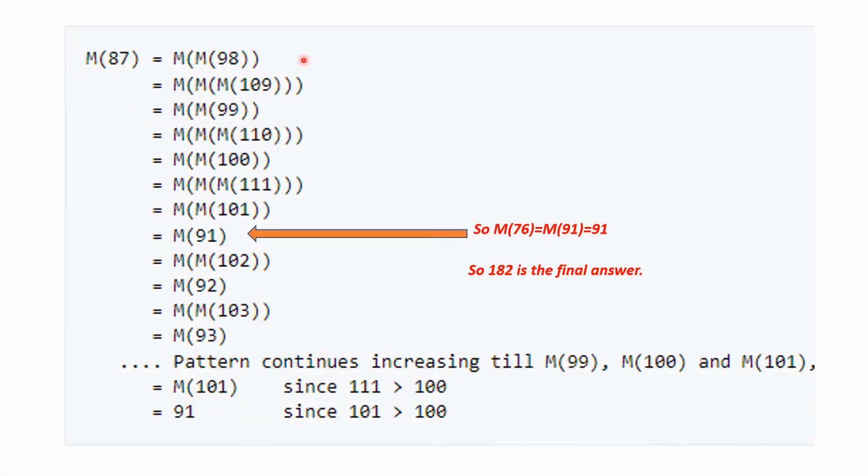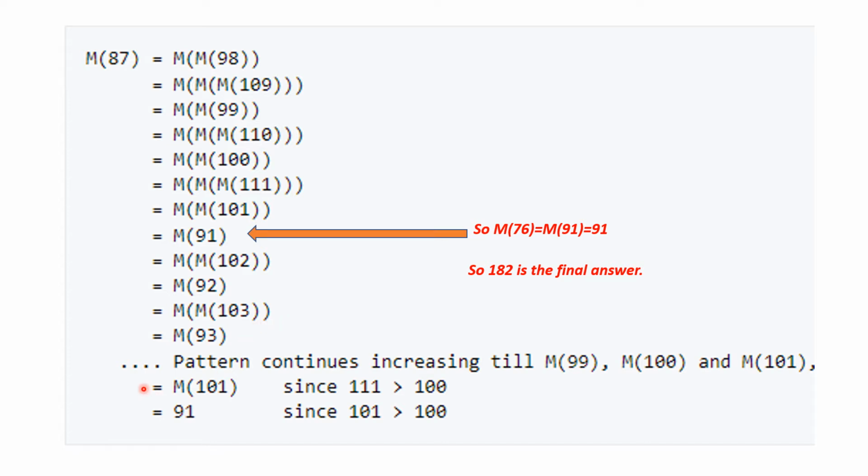So M of 87 is M of 98, which is M of 109, which is M of 99, which is M of 110, which is M of 100, which is M of 111, which is M of 101, which is M of 91, which is M of 102, which is M of now 92, and that's M of 103, which is M of 93.